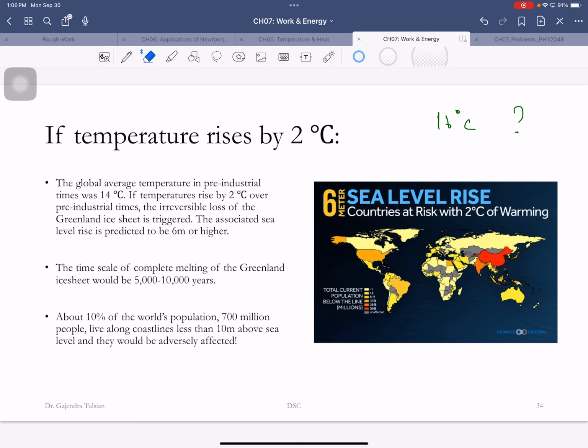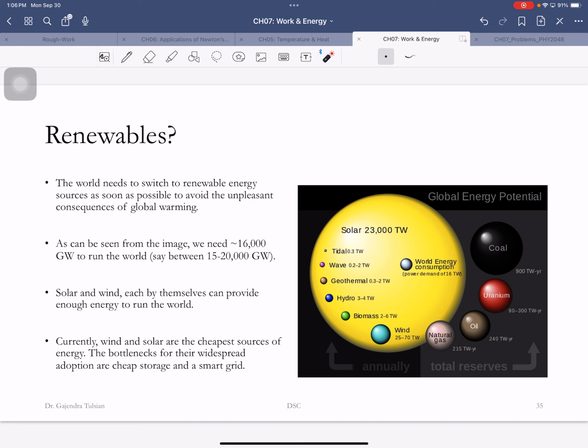If it rose by 7 meters, about 10% of the world's population, 800 million people, live along coastlines less than 10 meters above sea level, and they all have to move to higher ground. So you'll be affecting a lot of people, and you know how the weather has been changing. Climate has been changing. Is there a solution? If a problem doesn't have a solution, then we're all screwed. So the question arises: is there a solution?